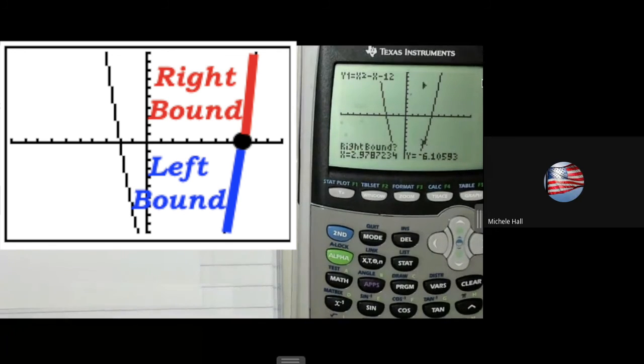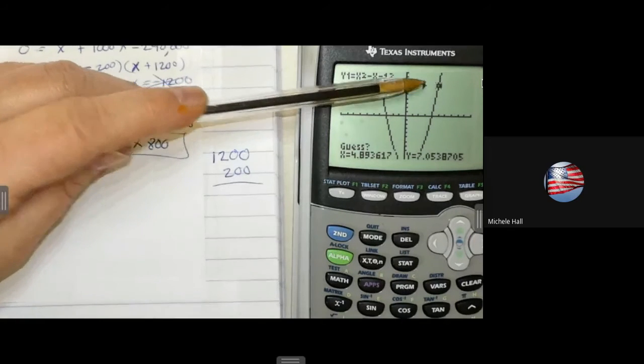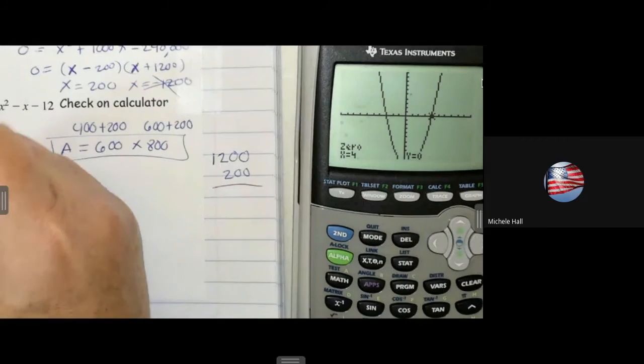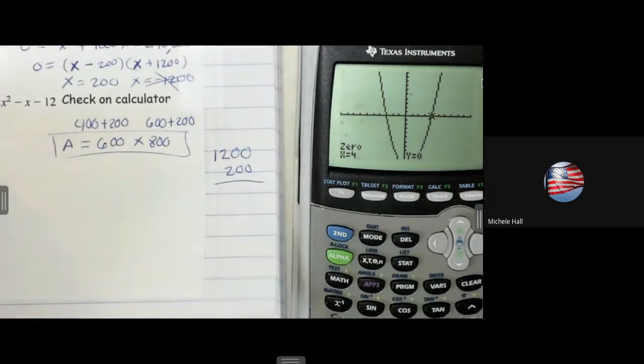Remember, when you hit enter, it brings this little arrow up that says, okay, that's where you said your left bound was. I'm starting to look for the intercept at this place. And now it's asking for a right bound. When I hit enter, that other arrow shows up, and then I hit enter again, and it says 4, 0. So x equals 4. We just found the intercepts.